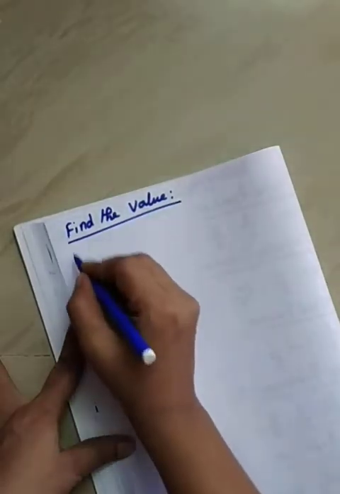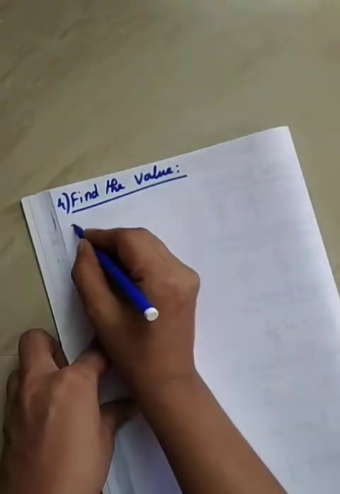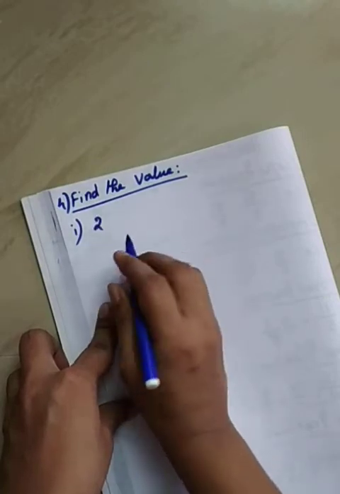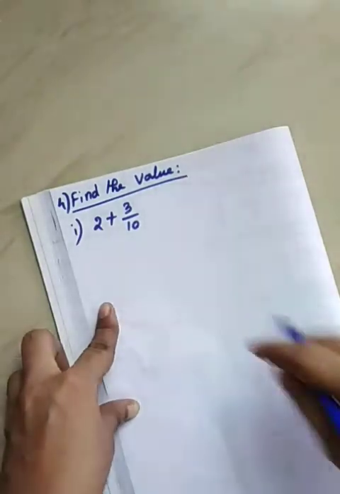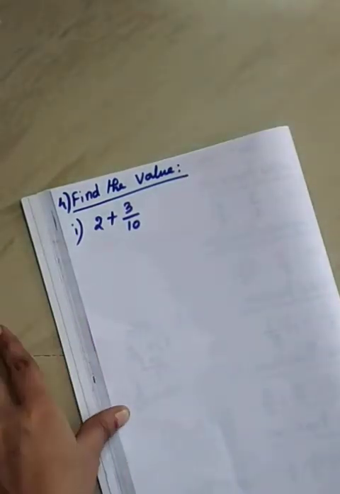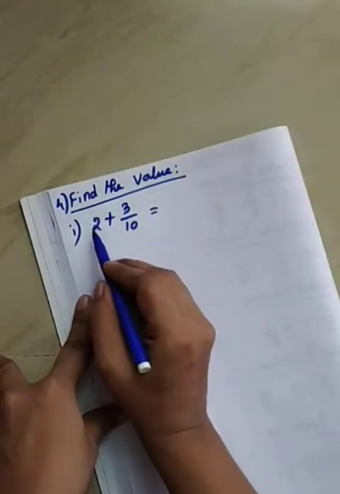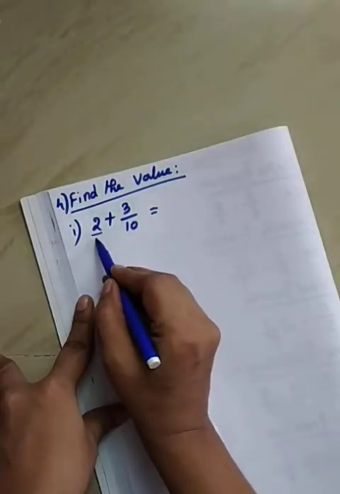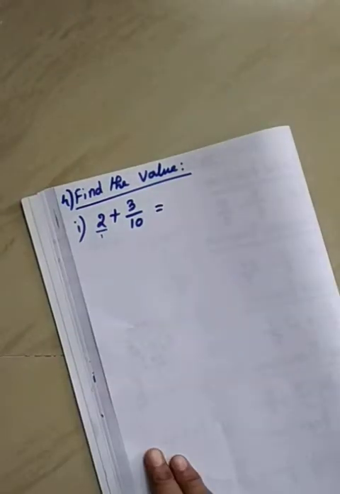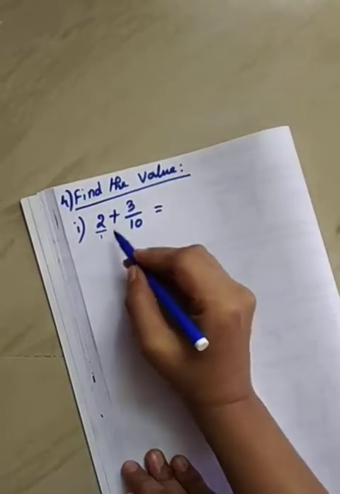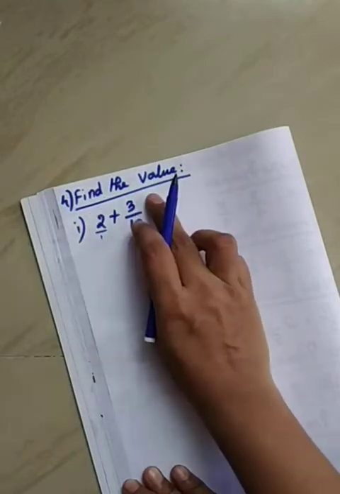Find the value. This is the fourth problem. First one, I have to take 2 plus 3 divided by 10. How can you solve that one? Here, you can take the first value's denominator value, called 1. Clear? That denominator value is 1. Now you can take the cross multiplication.